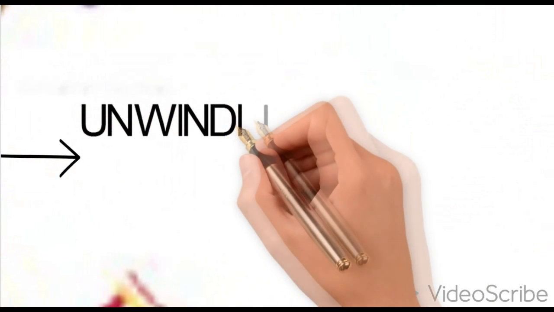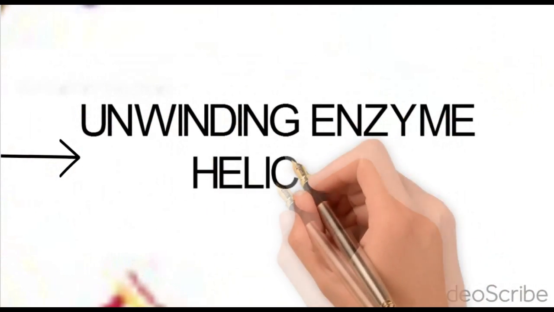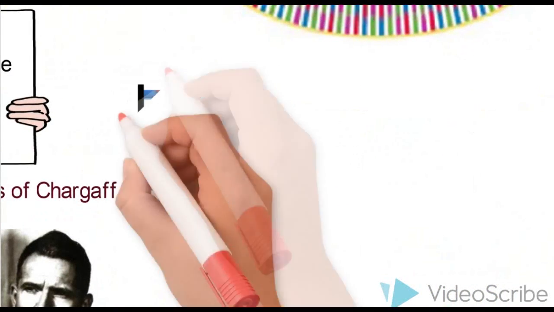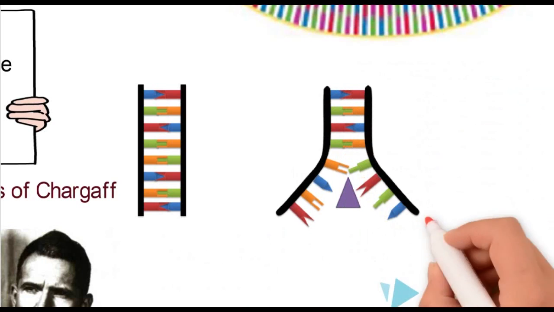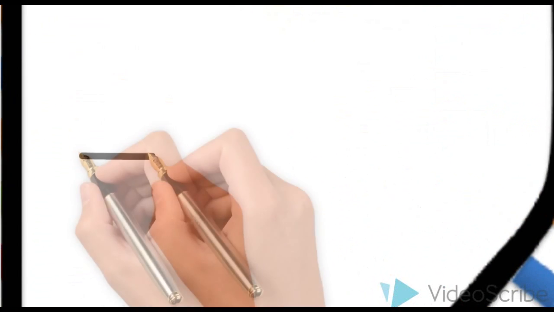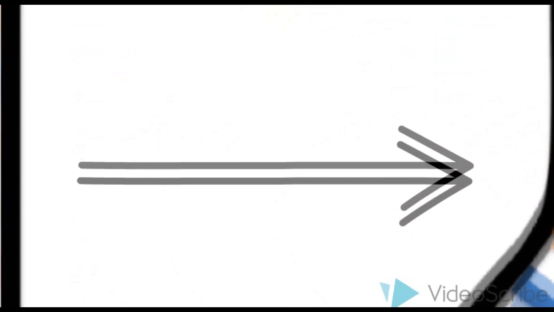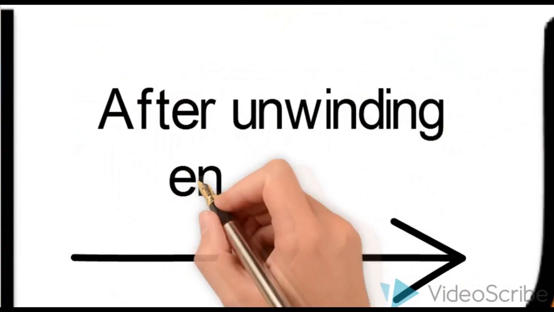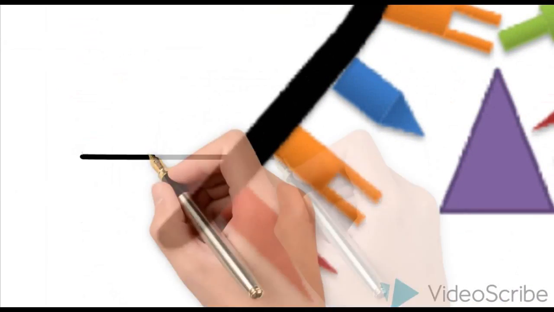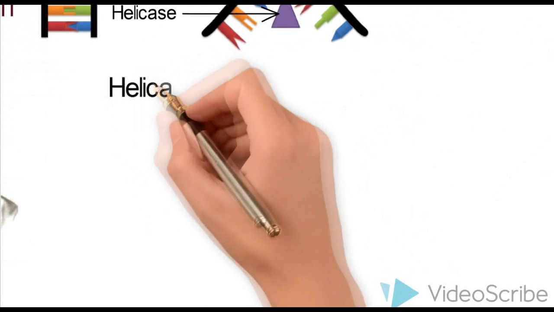These complementary bound strands of nucleotides can be separated using unwinding enzymes, or in other words, the helicase enzyme. Let's talk in more detail. First, the strands separate using the unwinding enzyme. So here you see the unwinding enzyme. In other words, we say it's helicase. So helicase can separate the template strands.